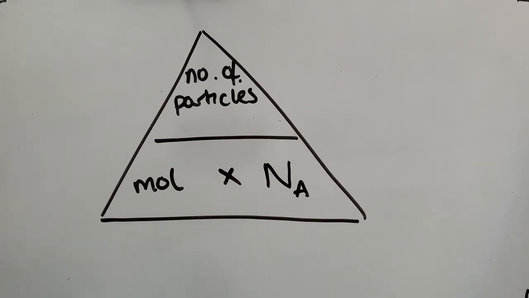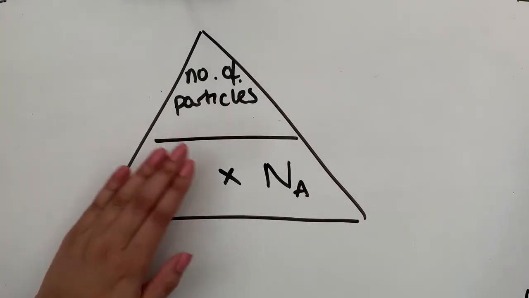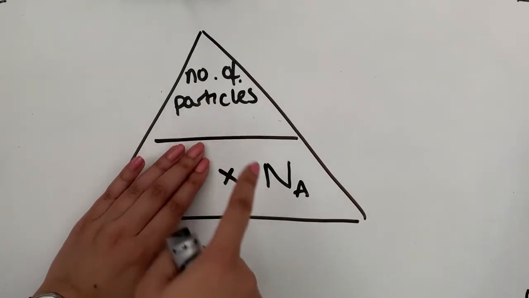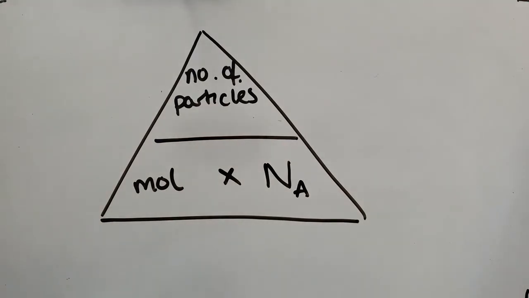And as you can see, if it's in the triangular form, it's easily rearranged. If we're trying to work out the number of moles, if we've been given the number of particles, all we do is cover up the bit we're actually trying to work out. So we're trying to work out moles. So moles equals number of particles divided by Avogadro's constant. Everything I'll do is in that triangular form. So that one's fairly straightforward, calculating the number of particles in a substance.